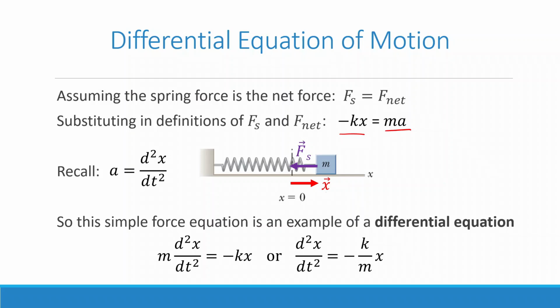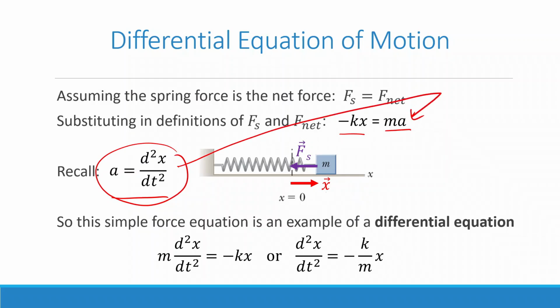But acceleration is the second derivative of position over time. So what you can do is substitute in d squared x over dt squared for the acceleration. And when you do that, you get a differential equation. There are different ways to write this. This is just using Newton's second law, subbing directly in. But more traditionally, when we're looking at the spring force, this differential equation is written like this: d squared x over dt squared is equal to negative k over m times x.